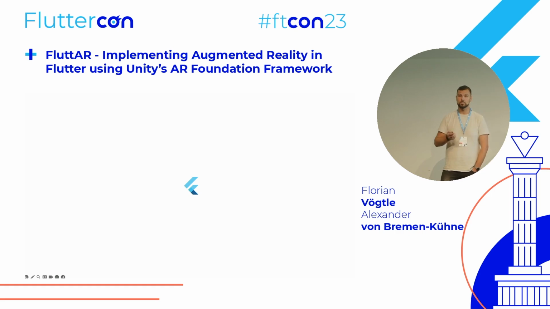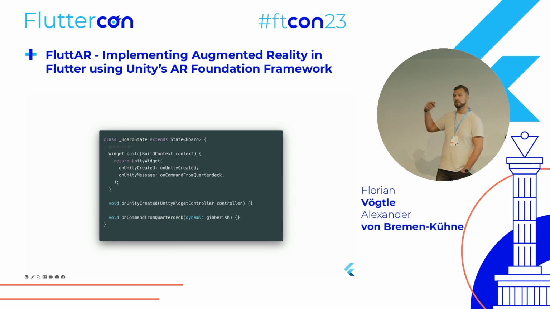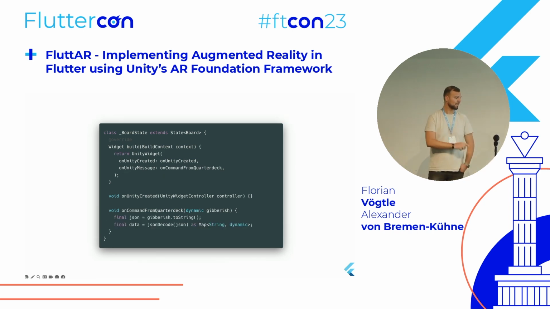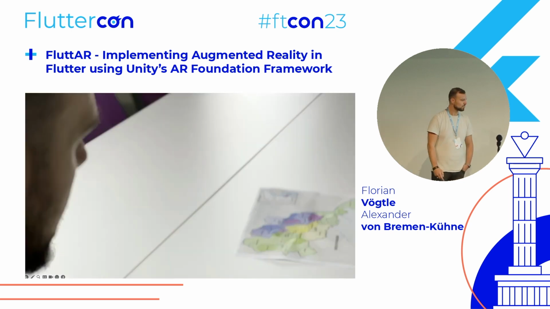And back in Flutter, we want to receive that message. So in our code, we're going to add another method, and we're going to receive the command from the quarterdeck, but it's sadly some dynamic gibberish. But I know Flo doesn't code any wrong things, so I'm just going to decode that into JSON and going to get my gunner up and say, yo ho ho, fire in the hole. So let's shoot.